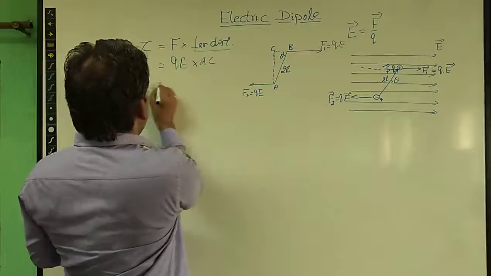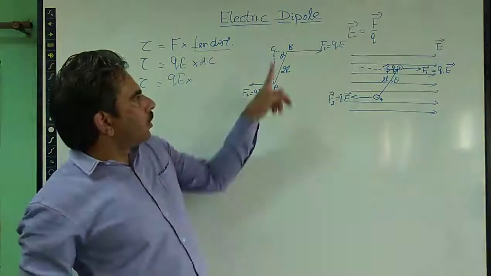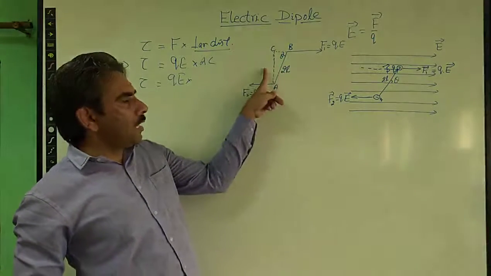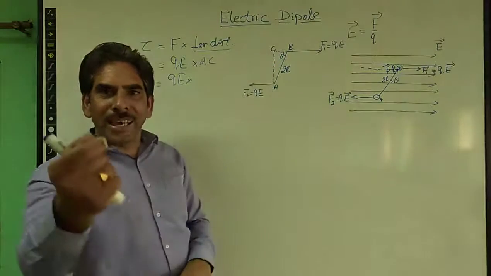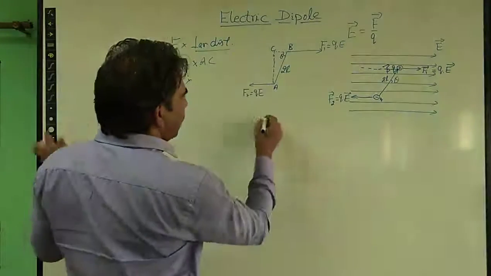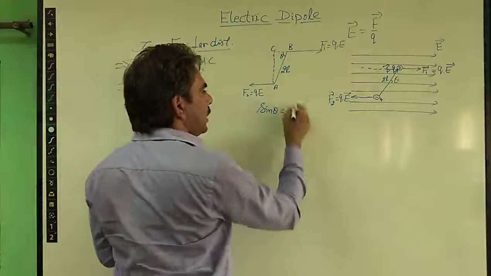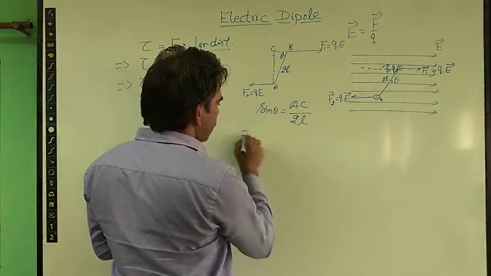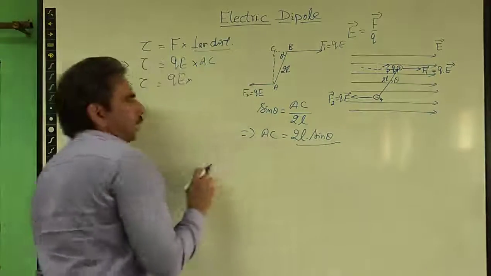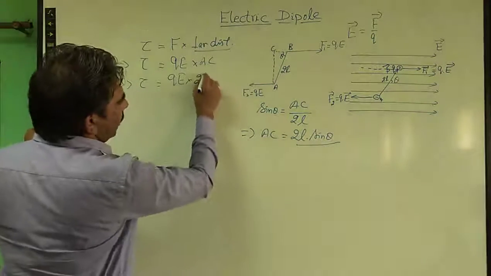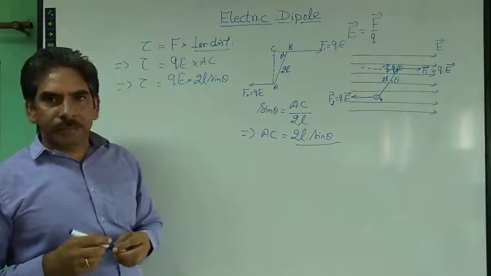Therefore this torque becomes equal to Q into E into this AC. From this triangle, this is the base, this is the hypotenuse, and I have to find the perpendicular. For that, the trigonometric relation is sine theta, which is perpendicular upon hypotenuse. So AC upon the hypotenuse 2L gives AC equal to twice L into sine theta. So let us take that as the perpendicular distance, 2L sine theta, between the two forces.